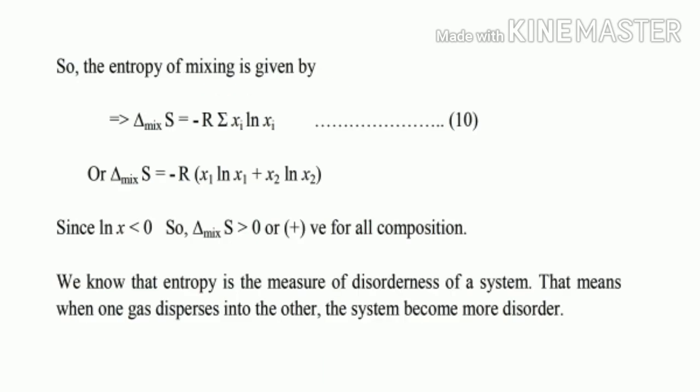So the entropy of mixing is given by ΔS_mix = −R Σ x_i ln x_i. Give it equation number 10. Or we can write ΔS_mix = −R × n total × (x1 ln x1 + x2 ln x2). Since ln x terms are less than 0, ΔS_mix is always greater than 0, or positive, for all proportions.